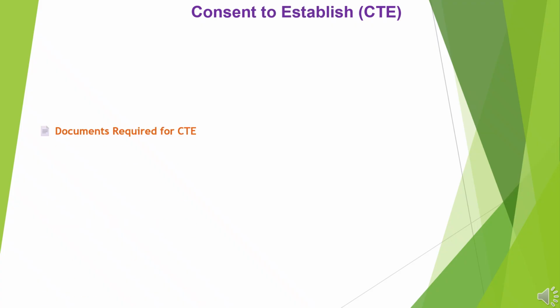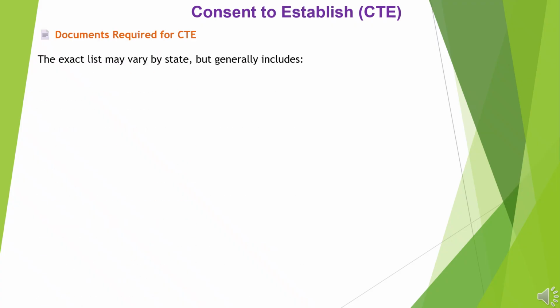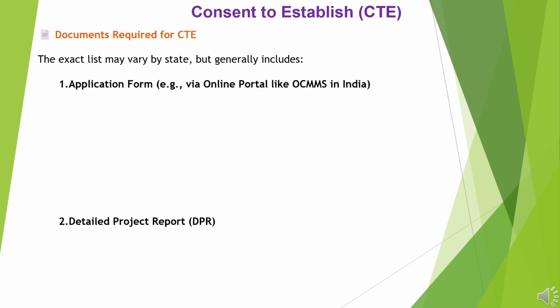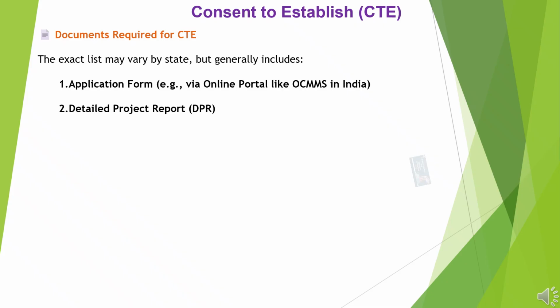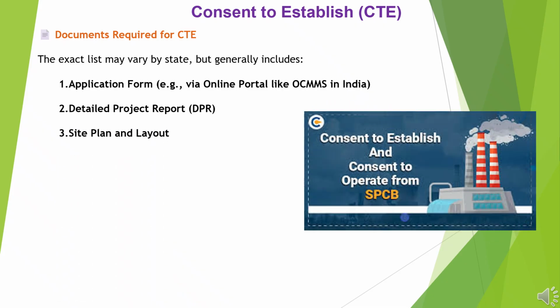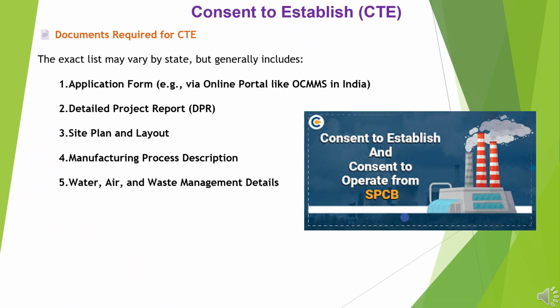Documents required for CTE. The exact list may vary by state, but generally includes: 1. Application form, e.g. via online portal like OCMMS in India. 2. Detailed project report, DPR. 3. Site plan and layout. 4. Manufacturing process description. 5. Water, air, and waste management details.